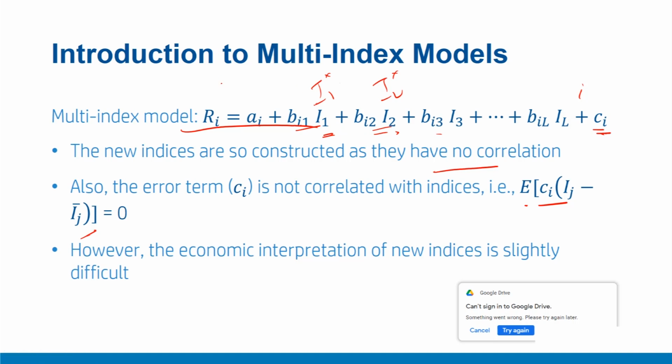To summarize, in this video we introduced multi-index models. We also discussed some of the basic properties. We found that these economic indices, when they proxy economic variables like market influences, interest rate or broad market-wide movements, can be correlated. Through the orthogonalization procedure, one can make these influences or indices uncorrelated and also uncorrelated with the stock specific components like residuals. However, the newly designed indices may not have exact economic interpretation and it may be difficult to interpret them.